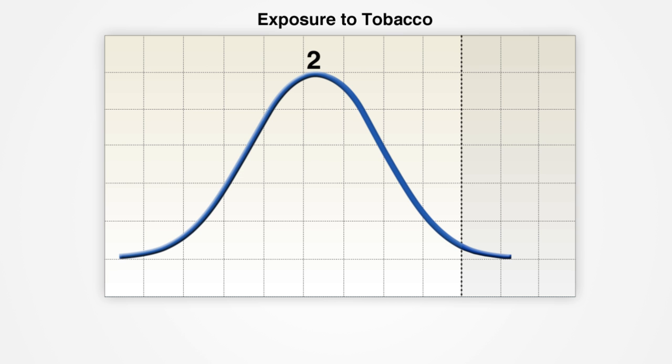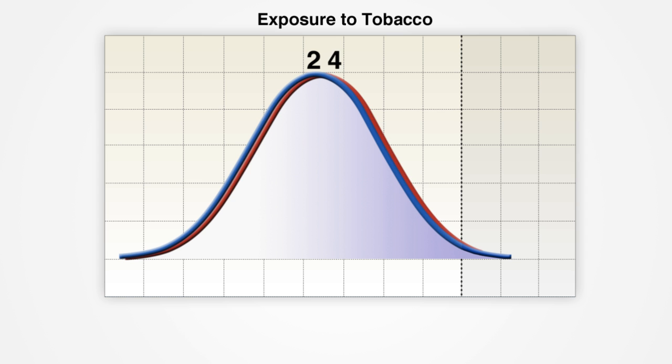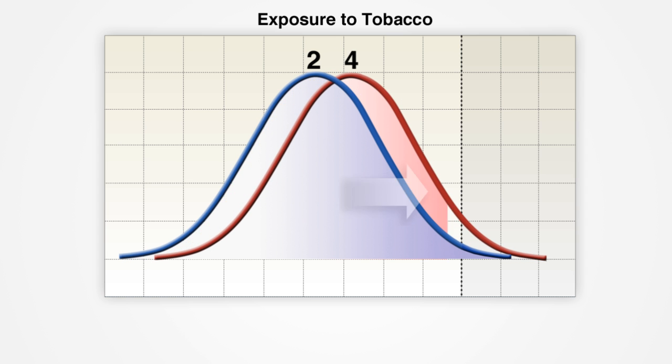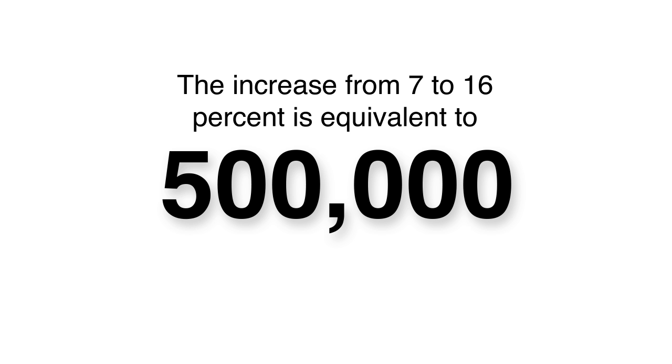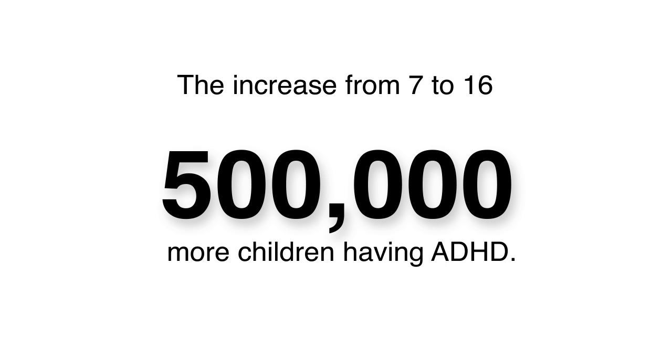The typical unexposed child from this subgroup has 2 ADHD symptoms. In contrast, the tobacco-exposed child has 4 symptoms. This subtle shift in ADHD symptoms results in a large increase in the percent of children who have ADHD. The increase, from 7 to 16%, is equivalent to 500,000 more children having ADHD.